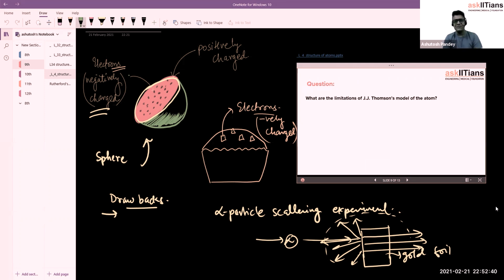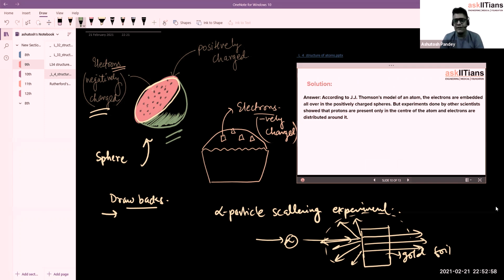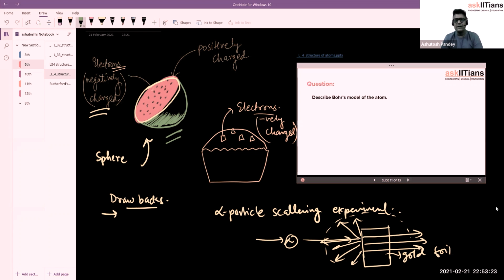Now some questions. What are the limitations of J.J. Thomson's model of atom? The limitation of this watermelon model was how these positive and negative charges hold each other. According to J.J. Thomson's model, the electrons are embedded all over the positively charged sphere, but experiments done by other scientists, as done by Rutherford, showed that the positive charge is present only at the center of the atom, and electrons are distributed around it. So it was a failure. Next, describe Bohr's model of atom.